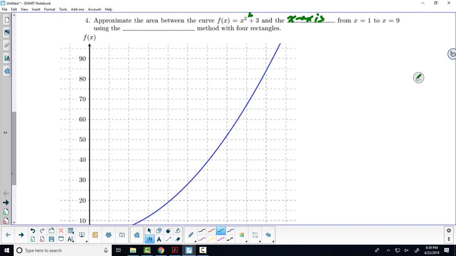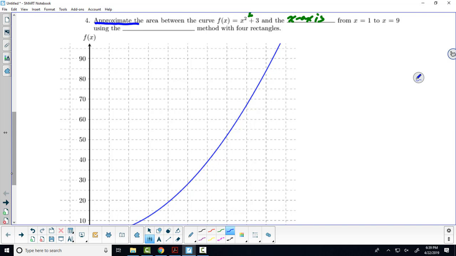From x equals 1 to x equals 9. Folks, there are times where I will maybe forget to approximate the area between this curve and the x-axis. But if I say find the area beneath the curve, that's what I'm talking about. So notice here, and this is extremely important for these next couple of sections, pay attention between when you're asked to approximate the area versus find the area.